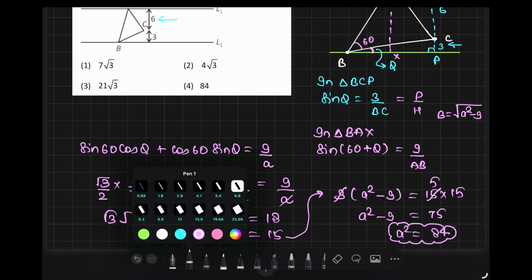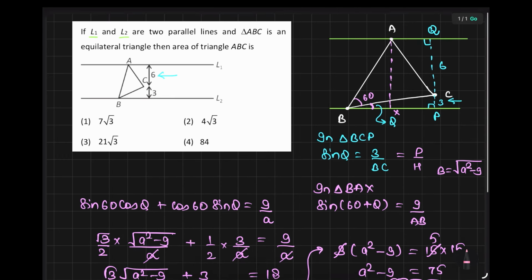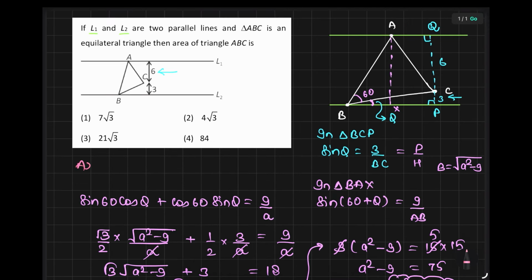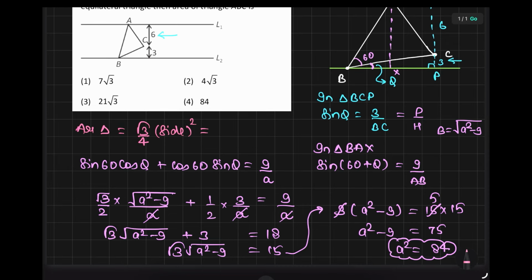Correct? Now we got the side length. We need to find out the area of the triangle. So you know that the area of a triangle is what? Root 3 by 4 and then side square. And you know that the side square is 84. So can I write root 3 by 4 times 84? So it is 21. So we will get 21 root 3. 21 root 3 is the correct answer.